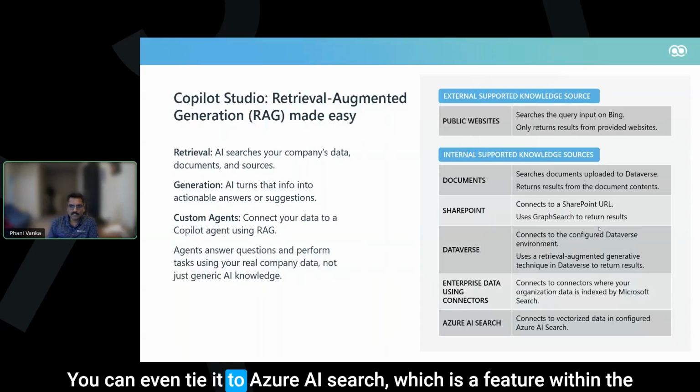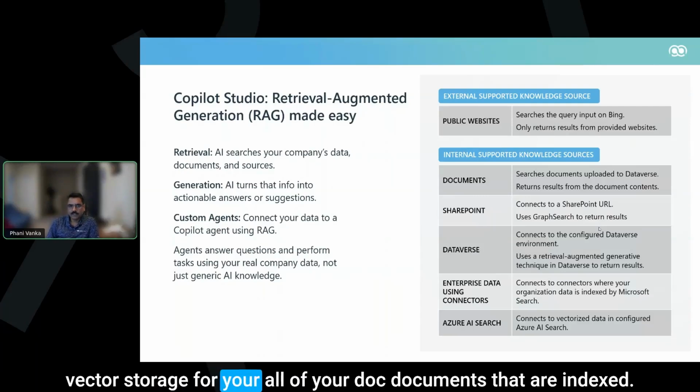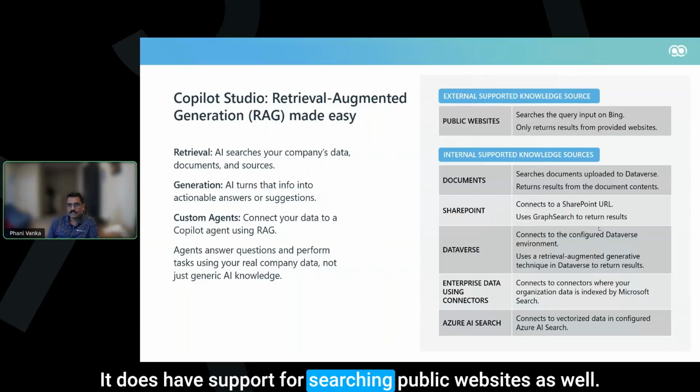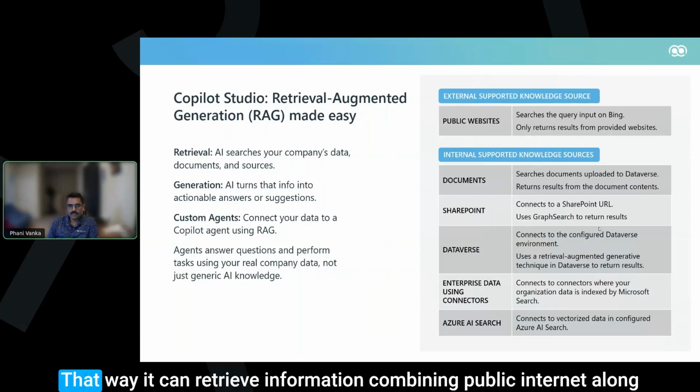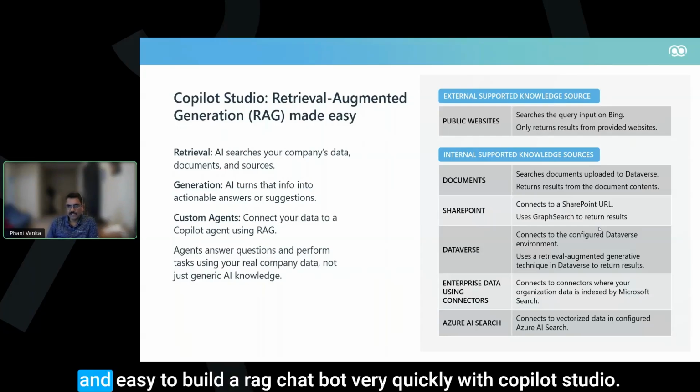You can even tie it to Azure AI Search, which is a feature within the Azure AI Foundry platform where you can build your own custom vector storage for all of your indexed documents. You can connect that as well if you want to. It also has support for searching public websites, so it can retrieve information combining the public internet along with your internal documents. That makes it very powerful and easy to build a RAG chatbot very quickly with Copilot Studio.